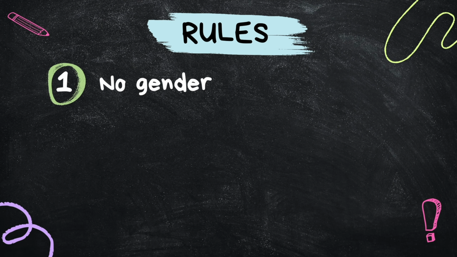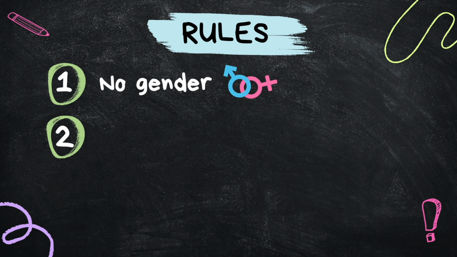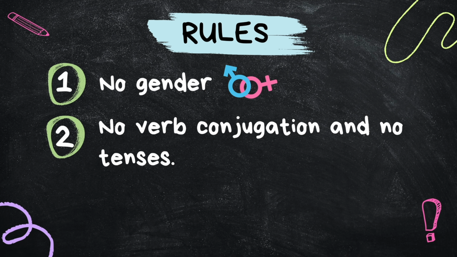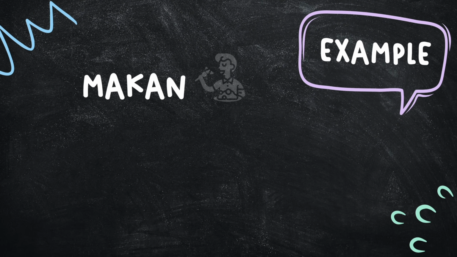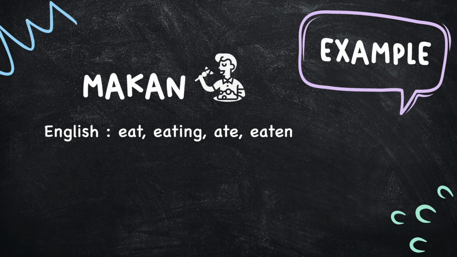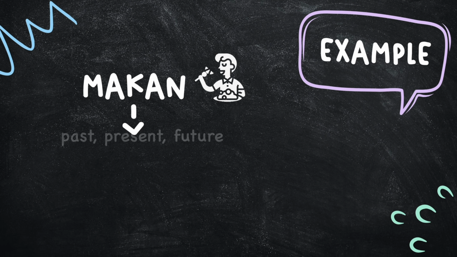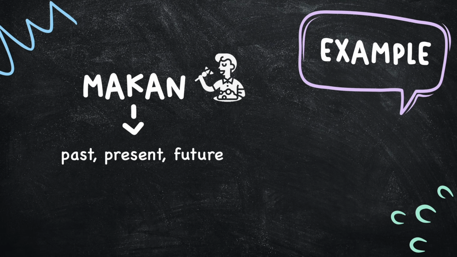First, Indonesian has no gender. No masculine, no feminine, there is only one form. Second, there is no verb conjugation and no tenses. The verb never changes. For example, the word makan means to eat, unlike English, where we have eat, ate, eaten, and eating. In Bahasa Indonesia, the word makan stays the same. It is used for past, present, and future.